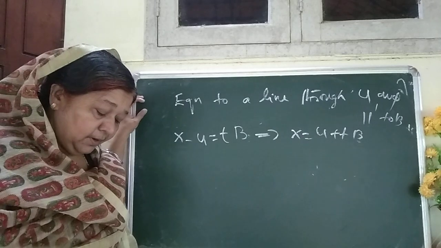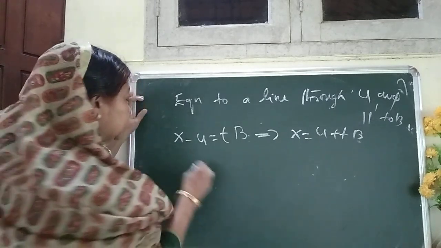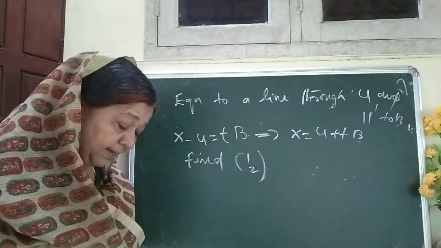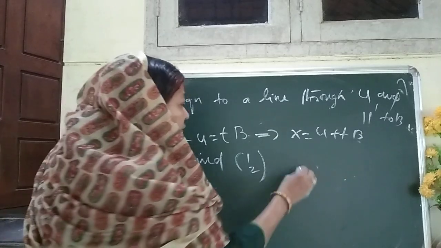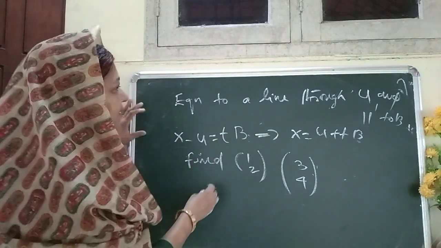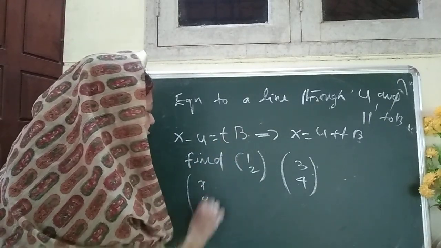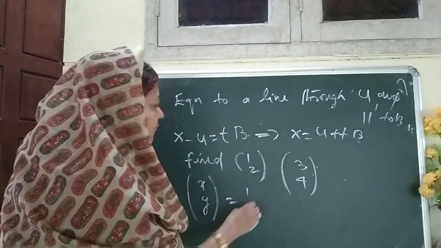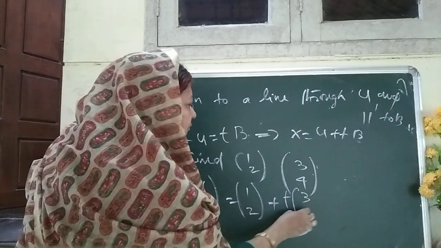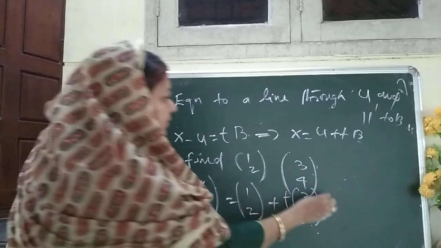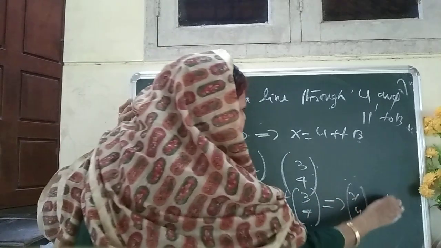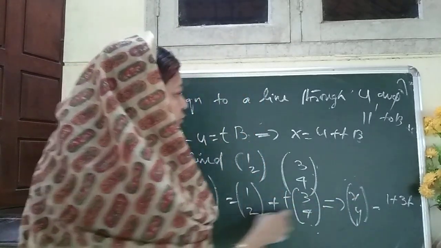So for an example, find the equation to a line passing through 1, 2 and parallel to the vector 3, 4. What is the equation? X, capital X, is xy equal to U, which is 1, 2, plus t, an arbitrary constant, times 3, 4. That is, the equation is xy equal to 1 plus 3t, 2 plus 4t.